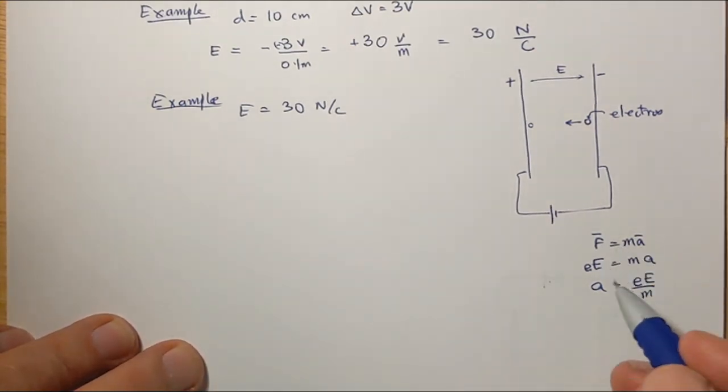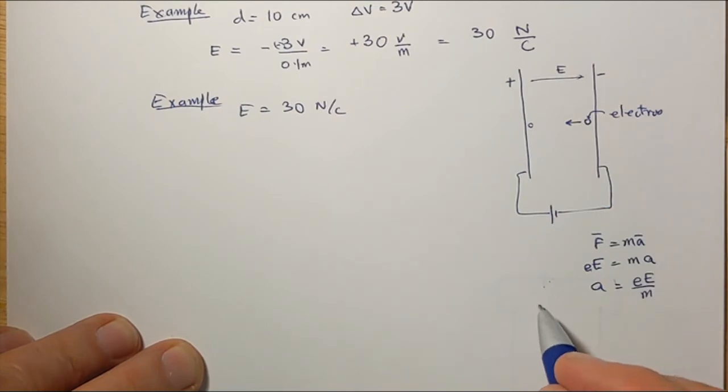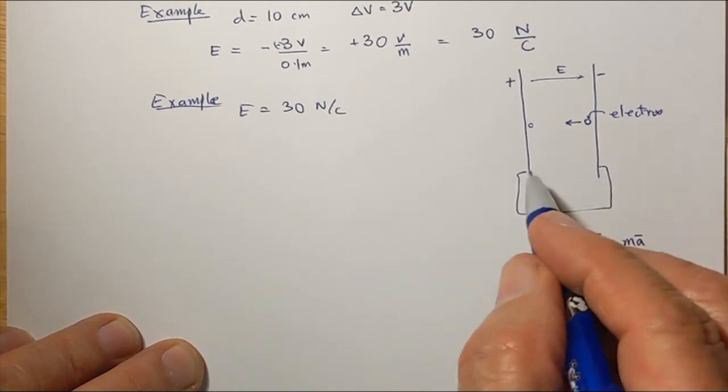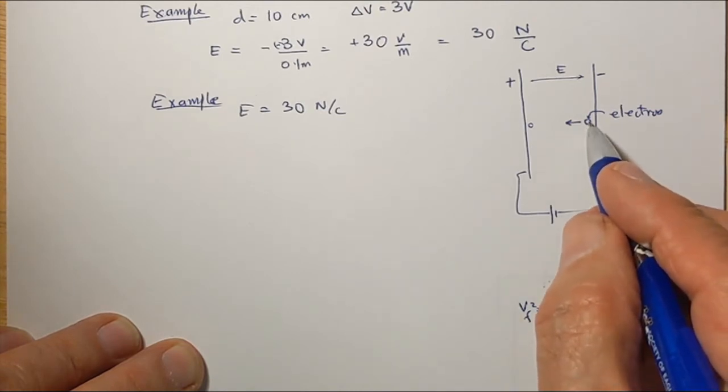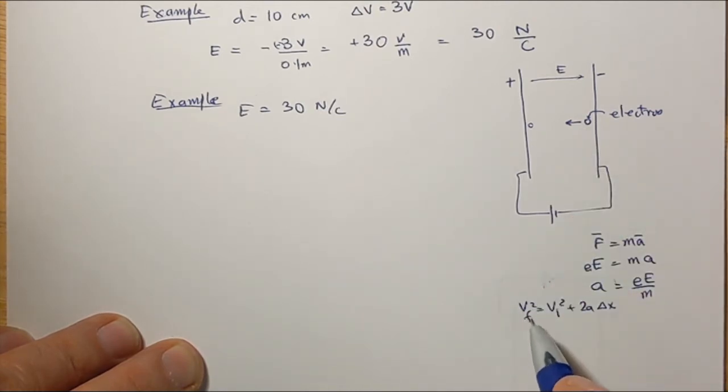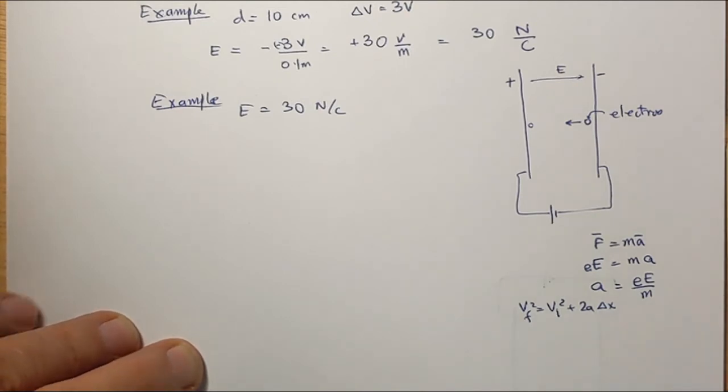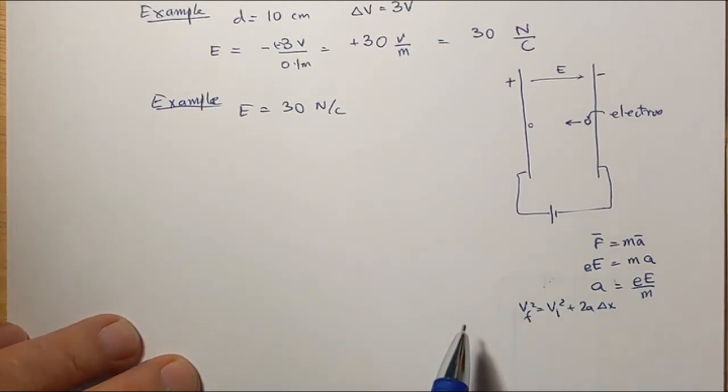Now we can do it this way: get the acceleration and use the equations of motion. We could say v final squared equals v initial squared plus 2a delta x. The delta x is the distance between the plates, the a we get from here, and the v initial is 0 if it starts from rest, so we can get the v final, and so we can get the kinetic energy.